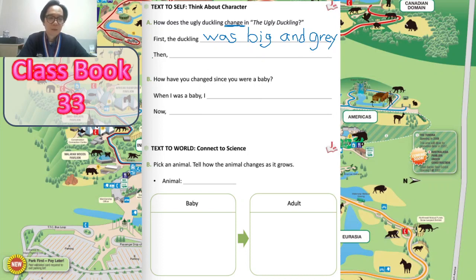Then, well, when we make a sentence, we always need to tell about who. Who is in this sentence? Are we talking about you? Are we talking about me? Who are we talking about? We're talking about the duckling. So, will we say the duckling?